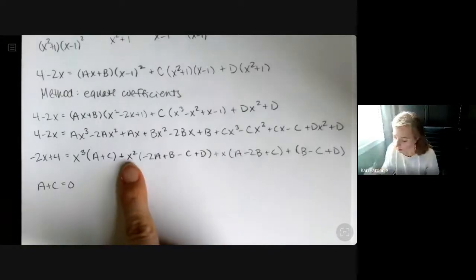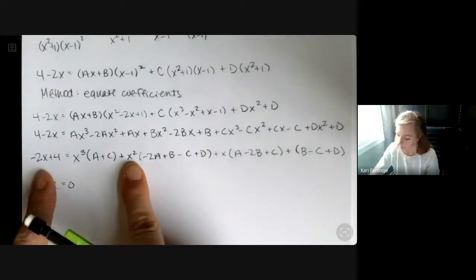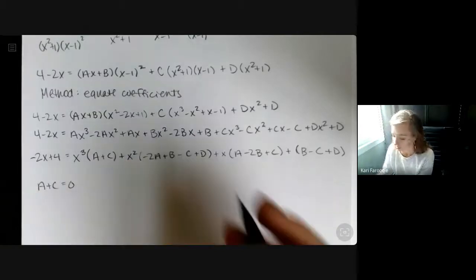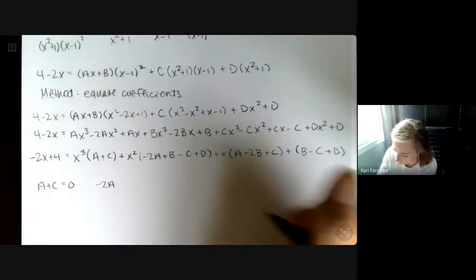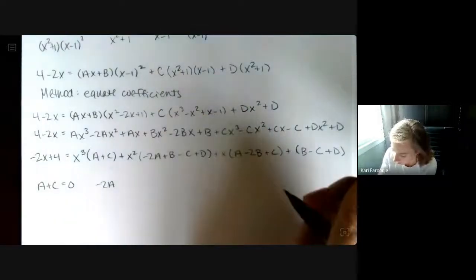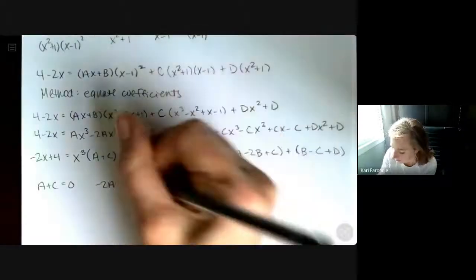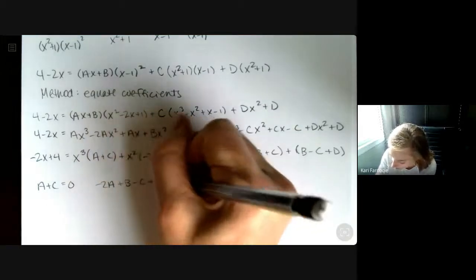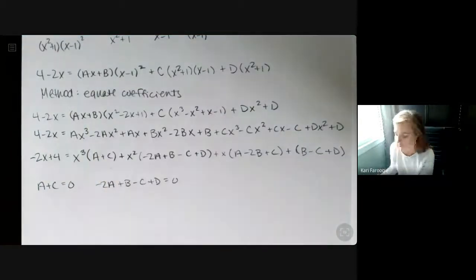You're looking then at x squareds. Again, I don't have any x squareds on the left. So I'm going to let the x squared quantity also be 0. So negative 2a, yeah, we'll just write it like this for now, plus b minus c plus d equals 0. Double check to make sure you rewrote it correctly. That'd be terrible if you just copied it down wrong.